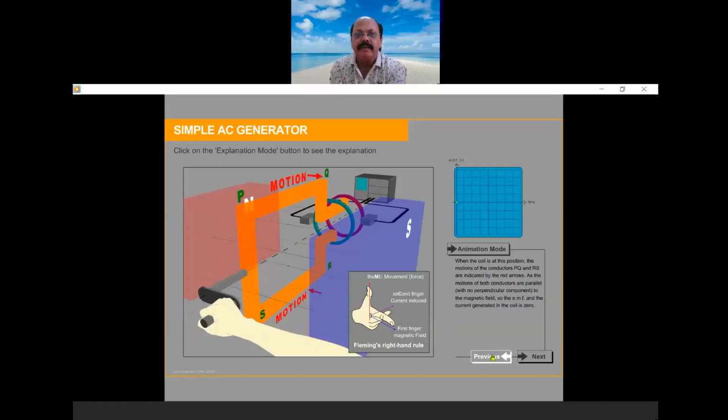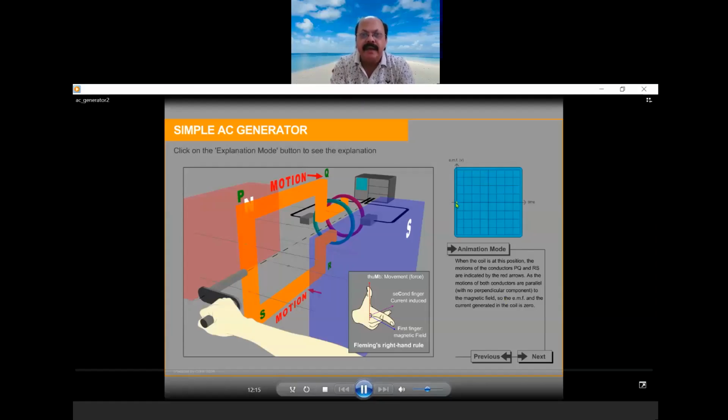Now see here, when the coil is at this position, the motions of conductors PQ and RS are indicated by red arrows. You can see in the diagram, the motion of both conductors is parallel to the magnetic field, with no perpendicular components. So the induced EMF and the current generated in the coil is zero. You can see also here in the graph.